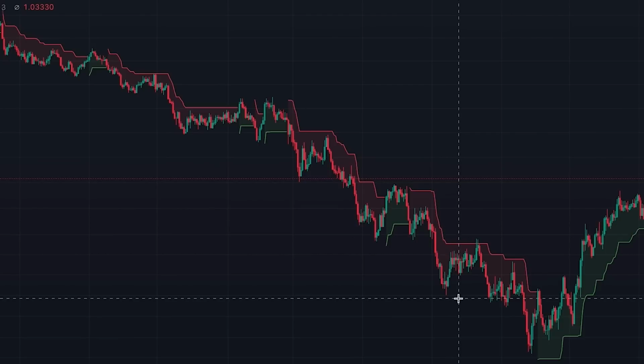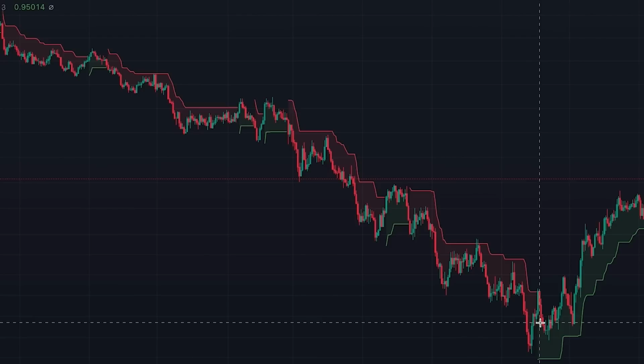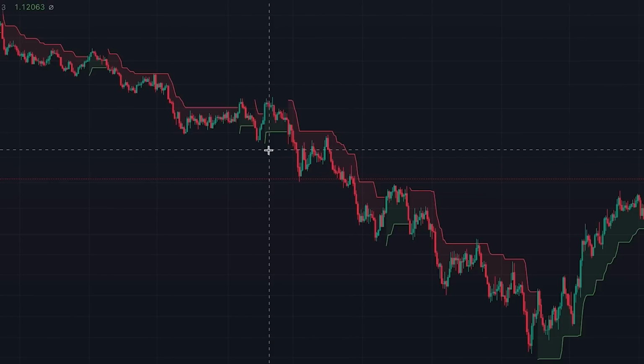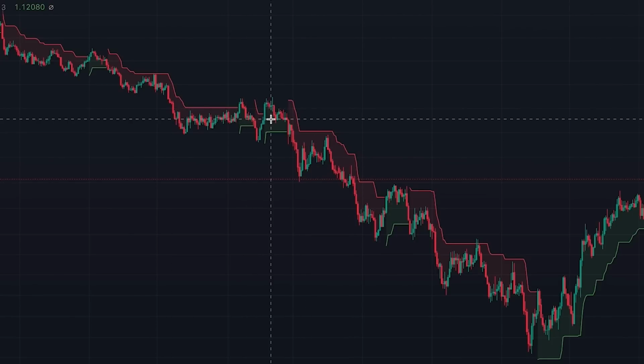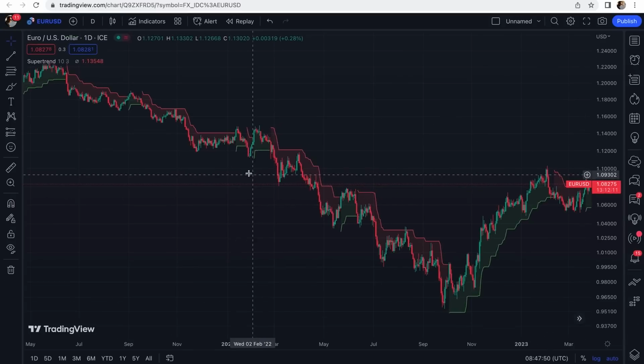It's true that any trend will finally end and a color change of Super Trend will give us a signal on reversal, but having color changes just in the middle of trends will make us think that the trend is ending, so we may exit our position while it was just a pullback. There is another version of Super Trend that doesn't have this problem.